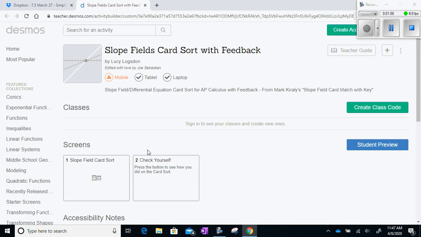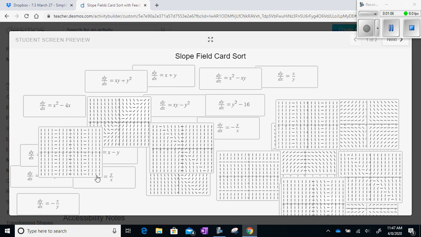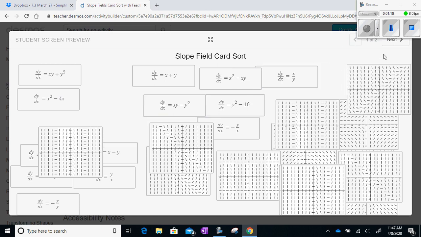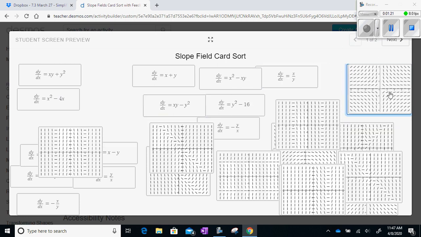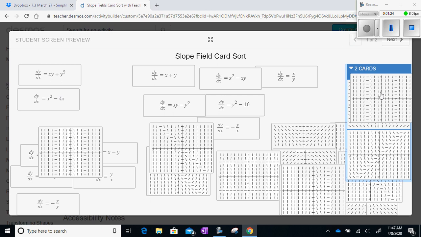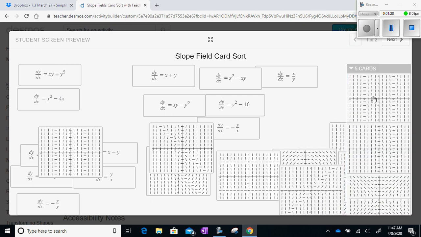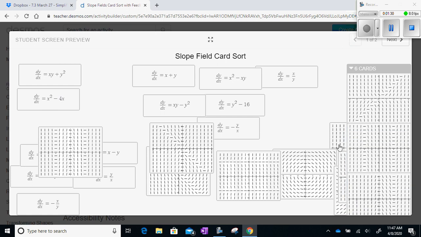This is through Desmos, so you see it has a page 1, and page 2 is check yourself, which we'll do, but first we'll play with the slope fields. Okay, here we go. We have a bunch of differential equations, and I'm going to use my clicking feature on my computer to click and drag. I'm going to take all my slope fields and pile them over here on the right-hand side, just to get them all together. And I'm going to take all of my differential equations and pile them on the left-hand side.